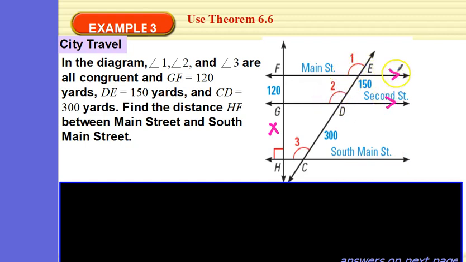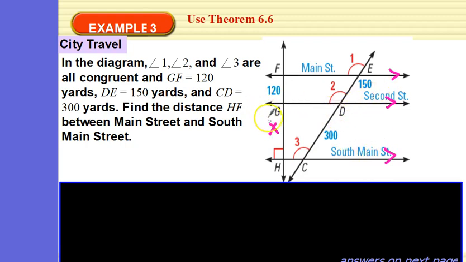Why? The converse of what? Corresponding angles postulate, right? These are corresponding angles. If corresponding angles are congruent, then the lines are parallel. This and these two are corresponding. Same side, same position. They are corresponding angles. Therefore, this is parallel by the converse of the corresponding angles postulate.